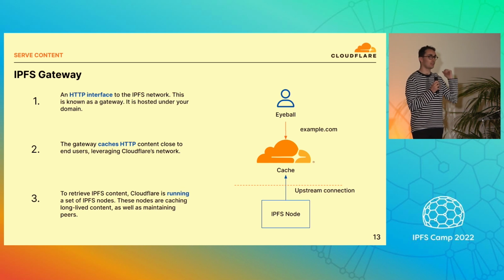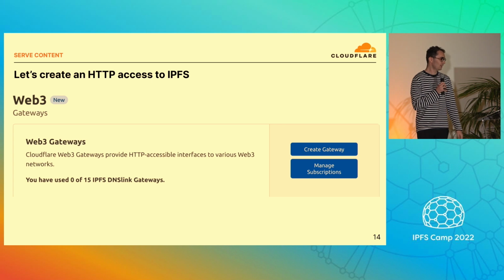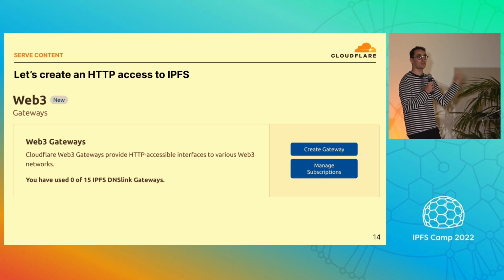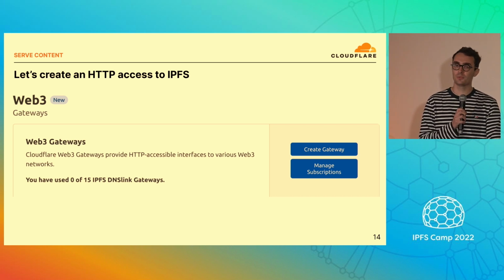A gateway, in our case Cloudflare, will leverage an HTTP cache, which is standard web technology, to make content retrieval faster. Finally, to retrieve content, Cloudflare is also running and operating a set of IPFS nodes, so it can talk the IPFS language, and it makes the interface between HTTP and IPFS. If you want to create an IPFS gateway, I won't do a live demo because wireless sometimes breaks. For Cloudflare, you would go on our website, register your domain name, etc. And then you end up on the Web3 tab, and you just want to create a gateway.